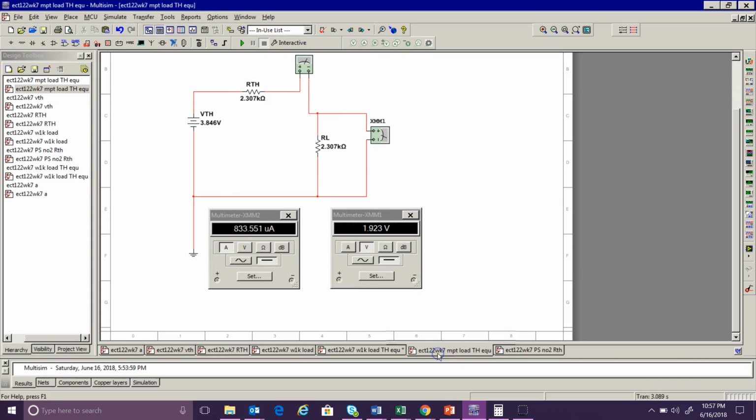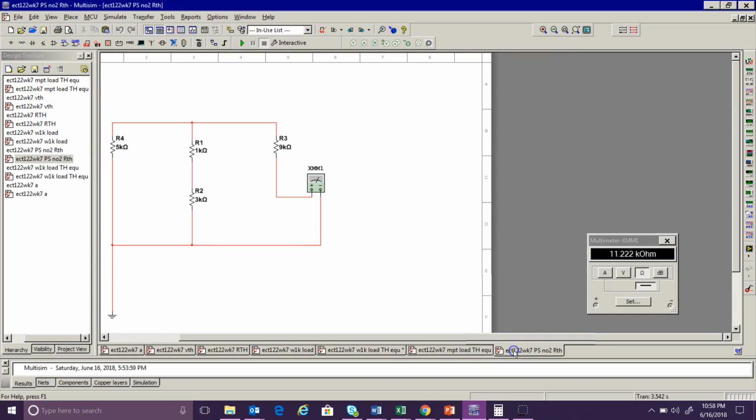Now, for maximum power transfer, we set the R Thevenin and RL equal to each other, and we have maximum power transfer. In some cases, we'll raise the voltage and lower the current. In some cases, it'll lower the current and raise the voltage, but this is where you get your maximum power.